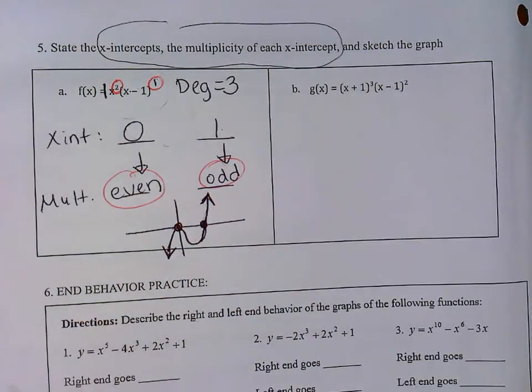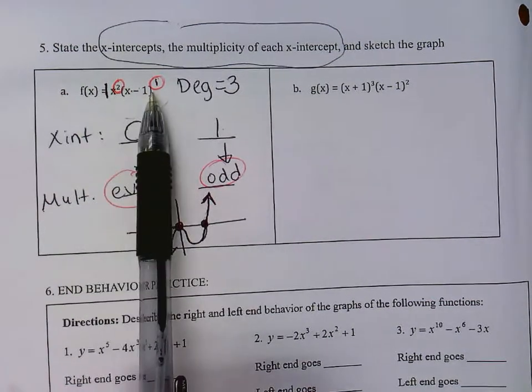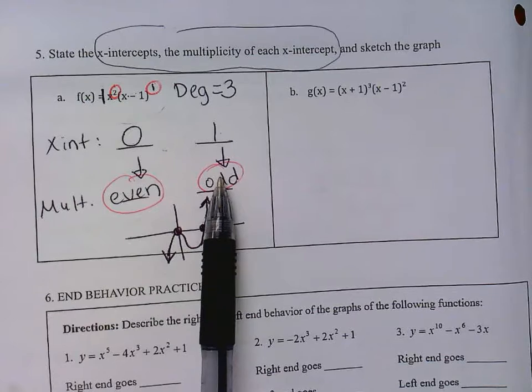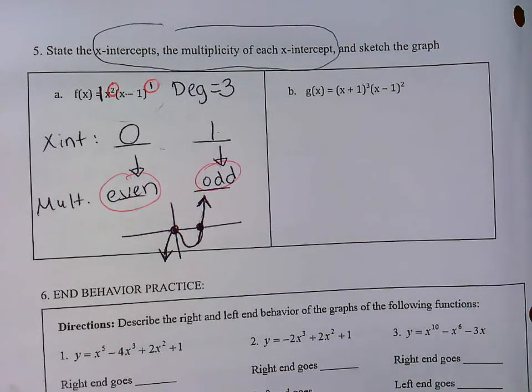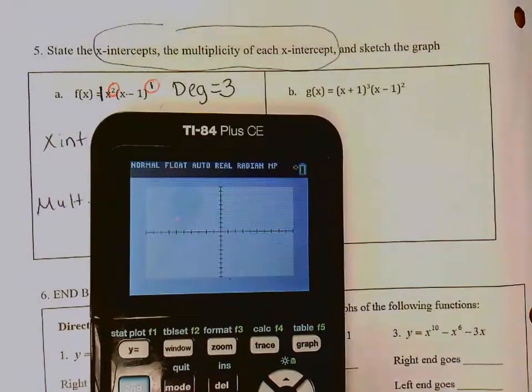So kind of the end result, and you're going to practice a lot of this on 115, you have to be able to find the x-intercepts, state their multiplicity, and use the end behavior to sketch a graph. So now if I checked out a graph on the calculator, putting all these clues together, x squared times x minus 1 should look pretty close to what I just sketched.